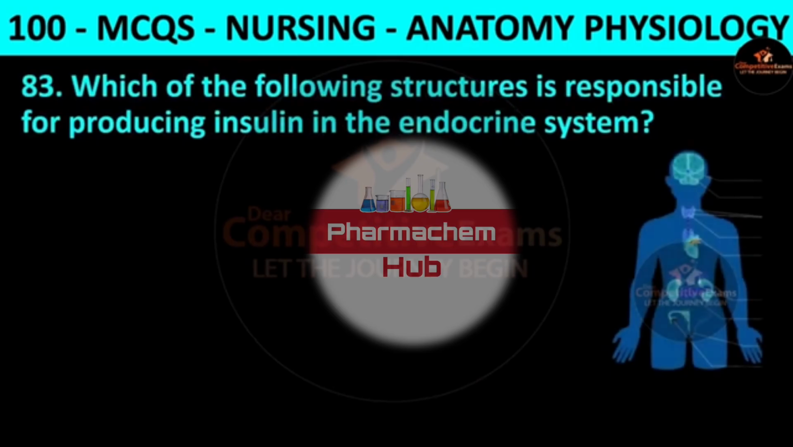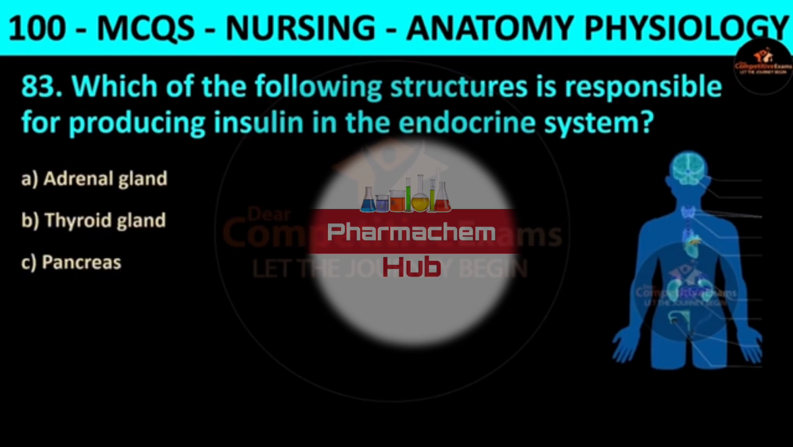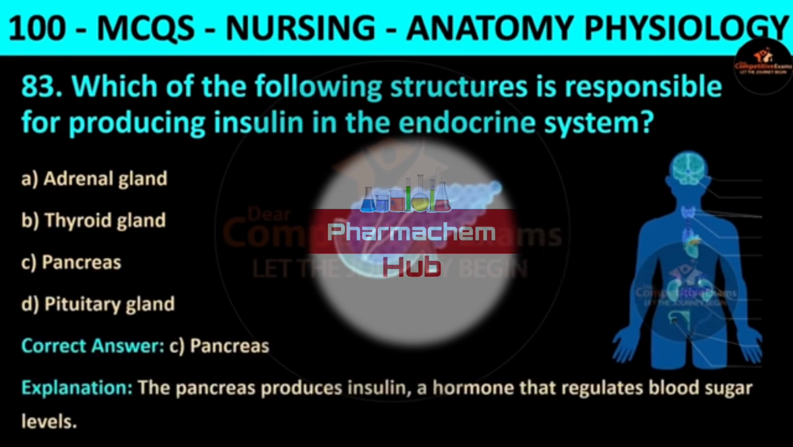Question number 83. Which of the following structures is responsible for producing insulin in the endocrine system? The options are adrenal gland, thyroid gland, pancreas, or pituitary gland. The correct answer is C, that is pancreas. The pancreas produces insulin, a hormone that regulates blood sugar levels.